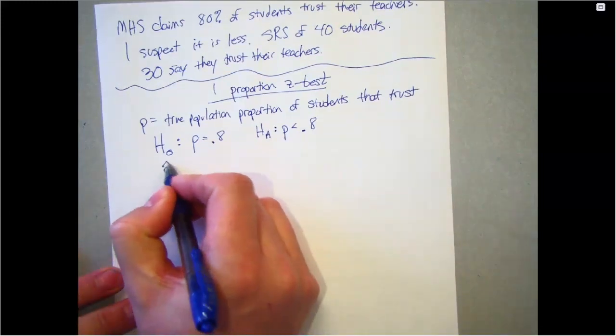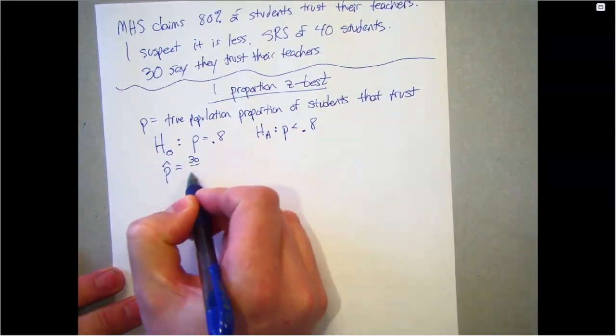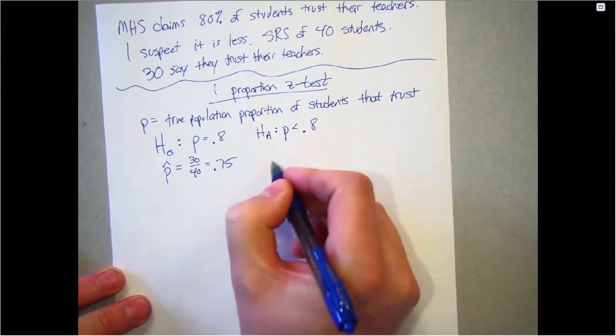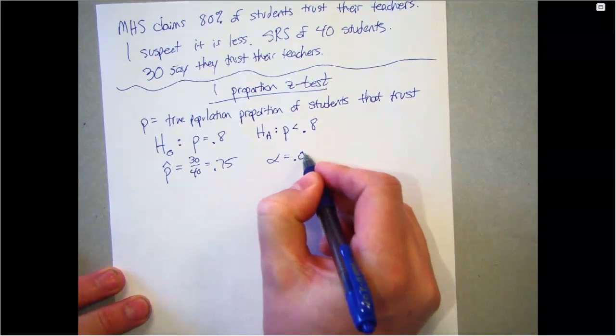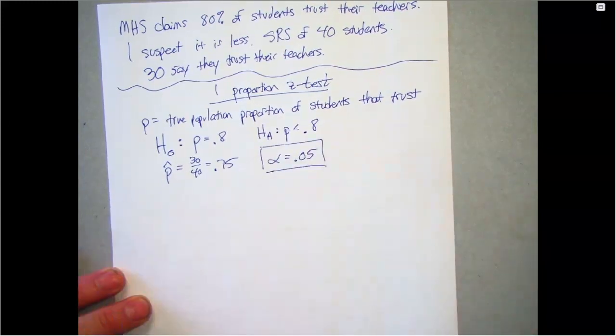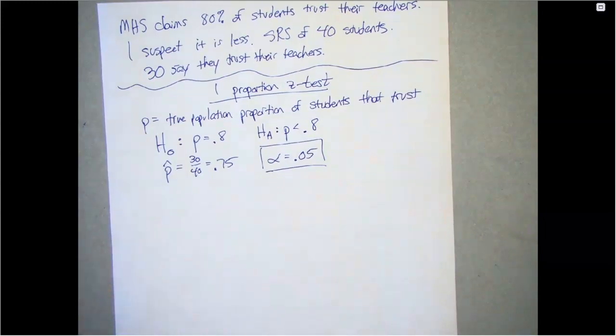I'm going to write down P hat. P hat is 30 out of 40, so 0.75. And alpha was not given to you. If it's not given to you, you assume it's 0.05. Usually, but not close to always. Maybe 75% of the time.